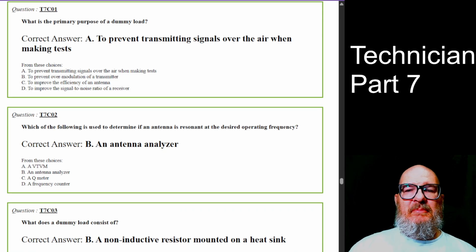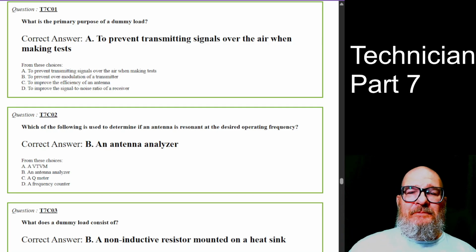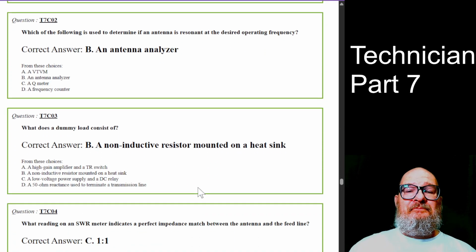What is the primary purpose of a dummy load? That is to prevent transmitting signals over the air when making tests. So a dummy load is a terrible antenna. It is just a non-inductive resistor on a heat sink, and it's used just to dissipate the power output of your radio so that you can do tests. That's going to come up again.